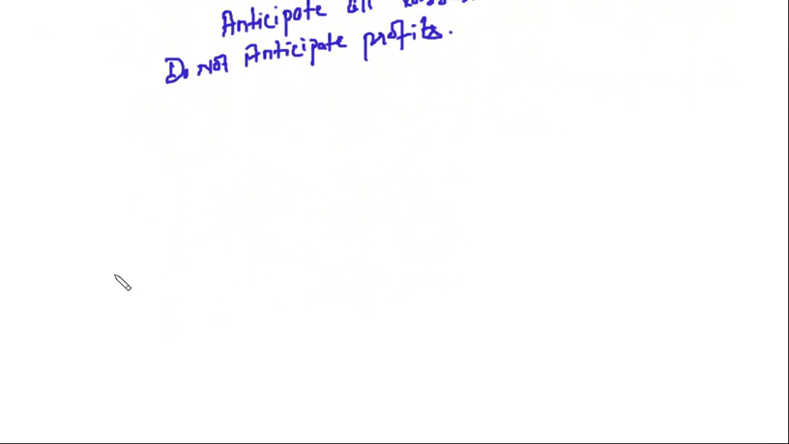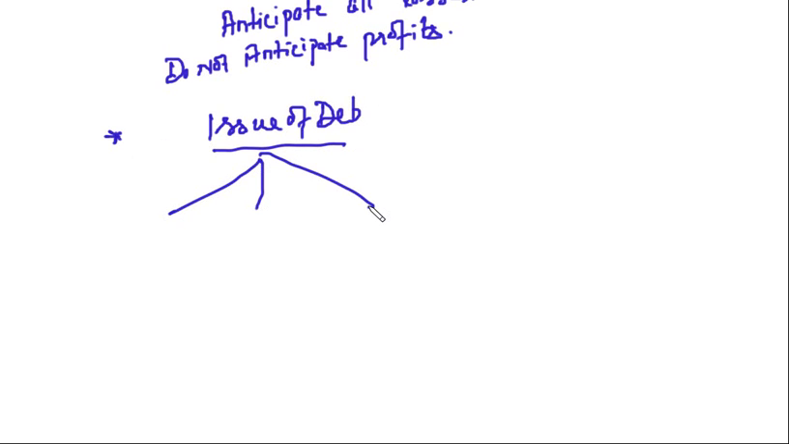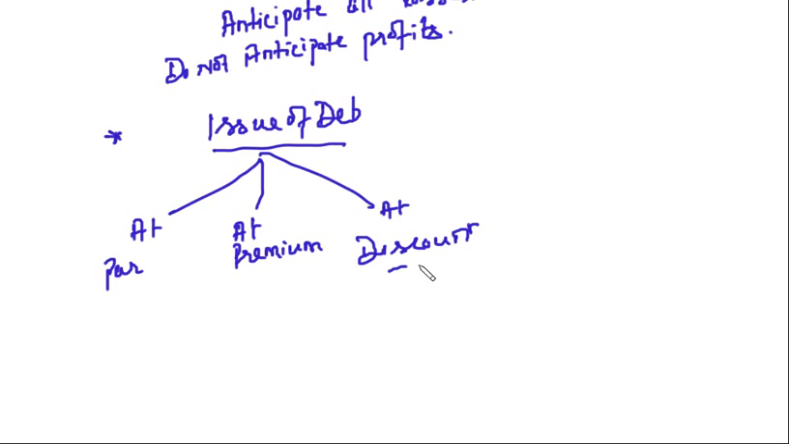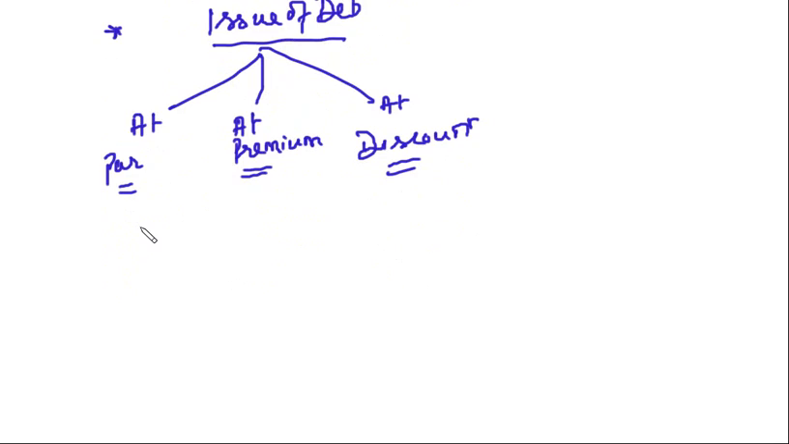Now let's first start with the various cases. Remember one thing. I told you that issue of debentures can be of three types: at par, at premium, or at discount. This is what we discussed. Issue of debentures can be at par, at premium, or at discount. Now the interesting thing I am going to tell you is redemption of debentures.